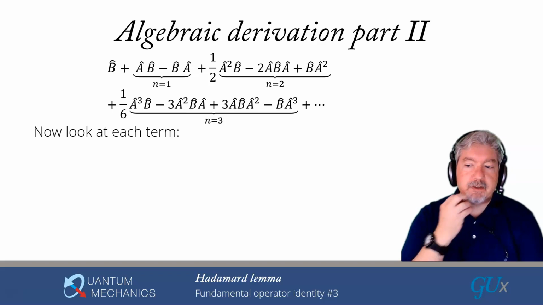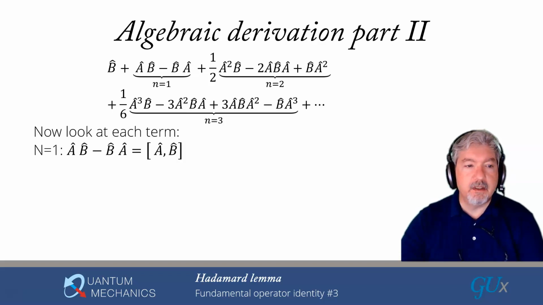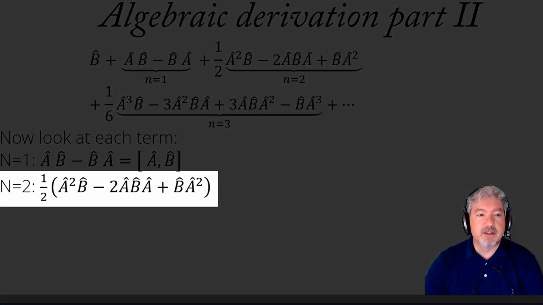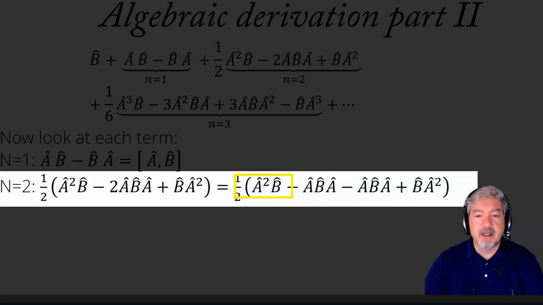So we're going to look at each term one by one. N equals 0 is obviously B. For n equals 1, we already showed that it's in the form of the commutator of A with B. Let's look carefully at n equals 2. So the term is 1/2 A squared B minus 2ABA plus BA squared. You might think of the next thing I'm doing as an add 0 trick, but I'm actually just splitting that minus 2ABA term into 2 terms that are just minus ABA. So I'm going to have a minus ABA and a minus ABA.